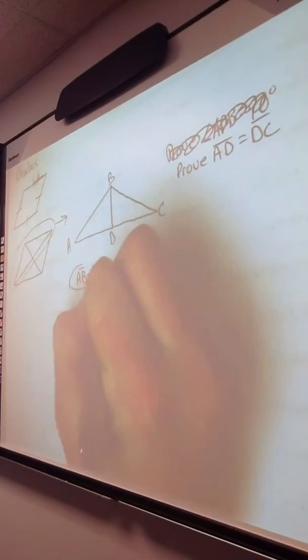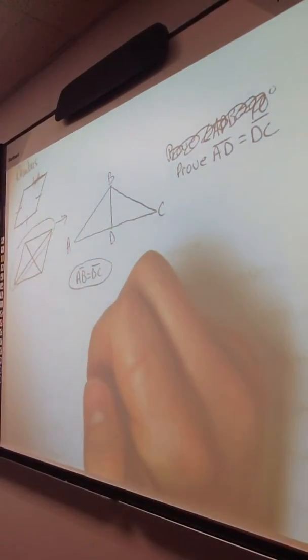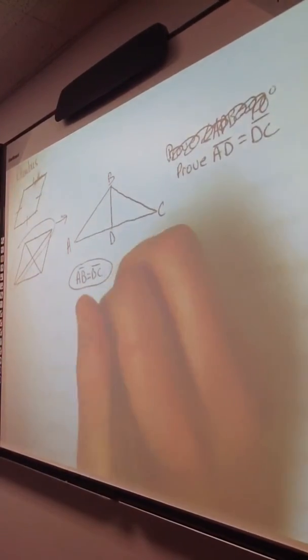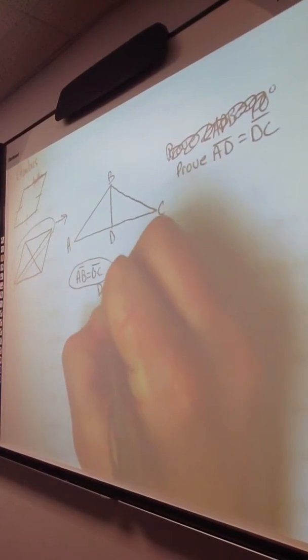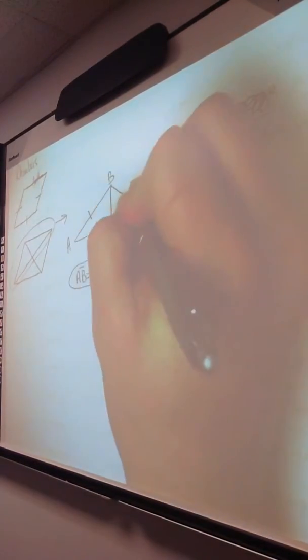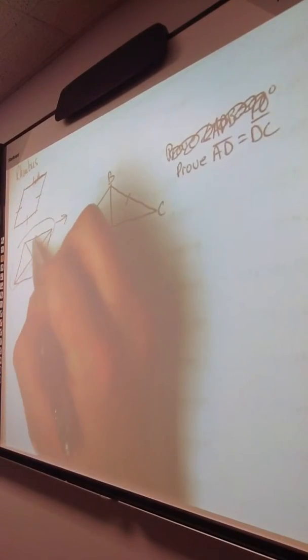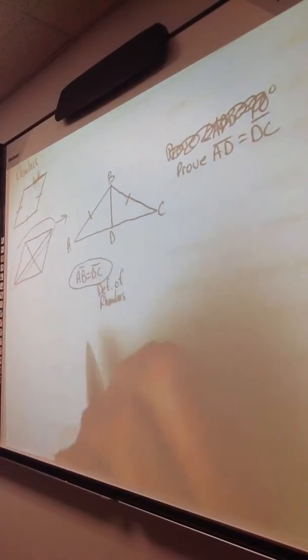How do you know that? Given. Better. Give me a better reason. Definition of a rhombus. Does that mean we can't put BD equals BD because of reflective property in there? Yeah, you can still do that. Remember, this was a rhombus over here, and a rhombus has all equal sides, so I know those two must be equal. So that's definition of a rhombus.